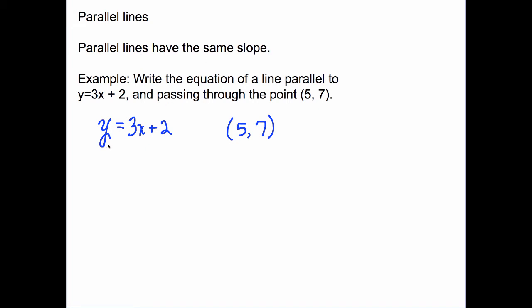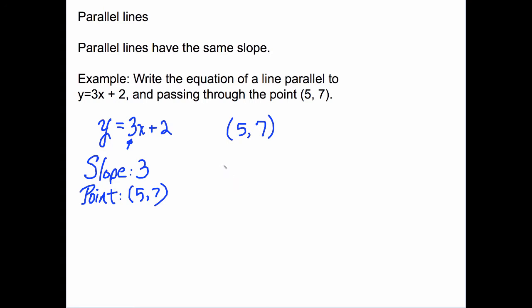Now, one example problem that we might have is to write the equation of a line parallel to, let's say, y equals 3x plus 2 and passing through the point 5, 7. So the problem gives us this information. The slope of the line that we're looking for is 3, because that's the slope in this equation, and the point that we need to let the line go through is 5, 7.